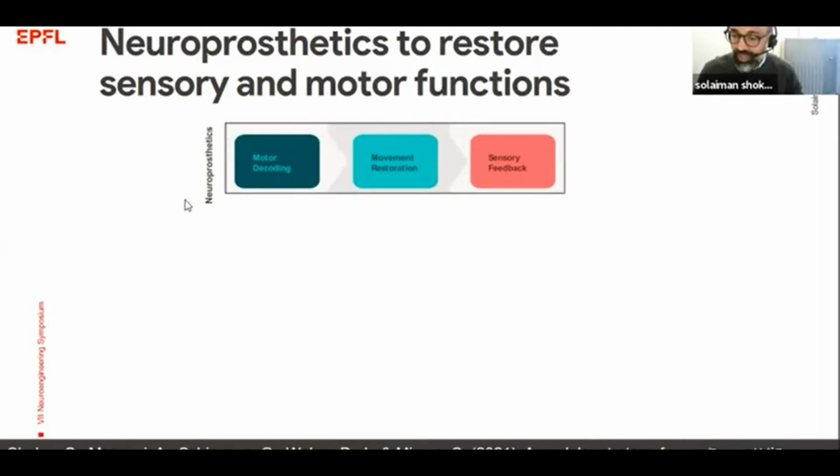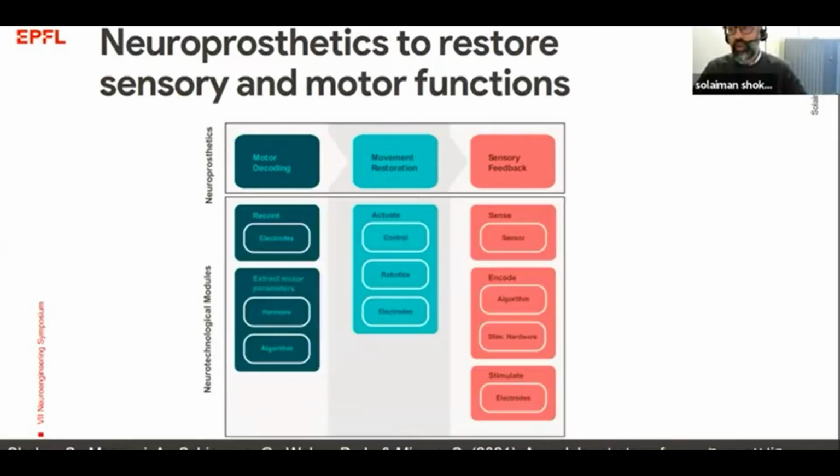And these fundamental blocks are made of a number of what we call neurotechnological modules, which we have classified here in 6 subclasses. All of the solutions have some implementation of these subclasses, which are recording modules, here with, for example, electrodes that could be invasive or non-invasive.